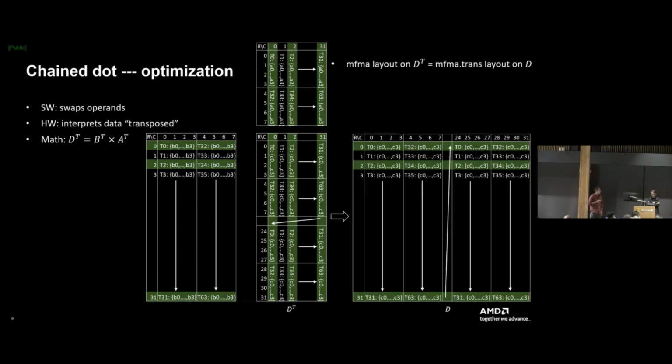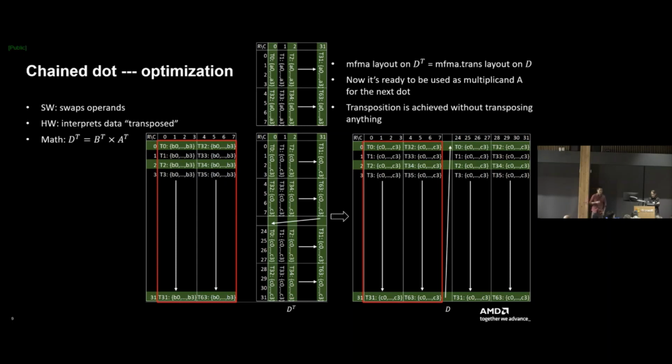Now is the interesting part. MFMA output layout on D matrix is the same as transposed MFMA output layout on D, because threads hold the same elements. In this way, the output is ready to be used as input to the second dot, and we achieve transposition without transposing anything in the hardware, so no overhead.